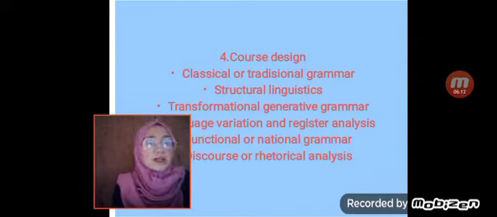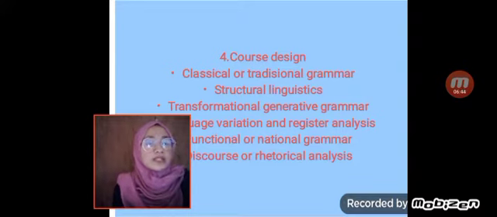Classical language is the language where the grammatical function of each word in the sentence was made apparent by the use of appropriate inflections. And the second is structural linguistics. This method of linguistic analysis led in English language teaching to the development of the substitution table as a typical means of explaining grammatical patterns. The third is transformational generative grammar.